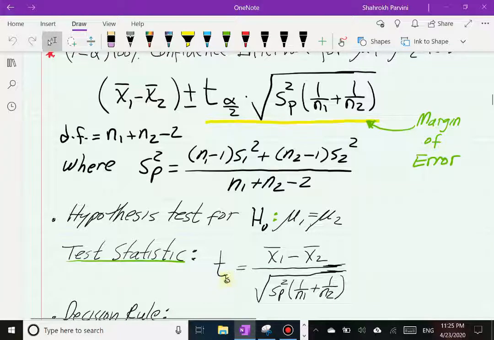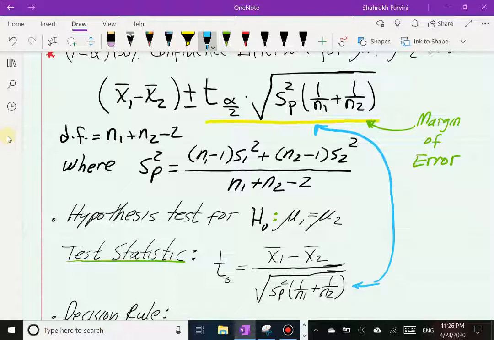T sub 0 is equal to the numerator, x bar 1 minus x bar 2, over the denominator. One thing I want to mention about this denominator: what you see right in here is exactly the same as what's right up here. You see that? So there are similarities in the formulas. Once you calculate that square root, you can use it in the confidence interval, and you can also use it in the hypothesis test. Just want to point that out.